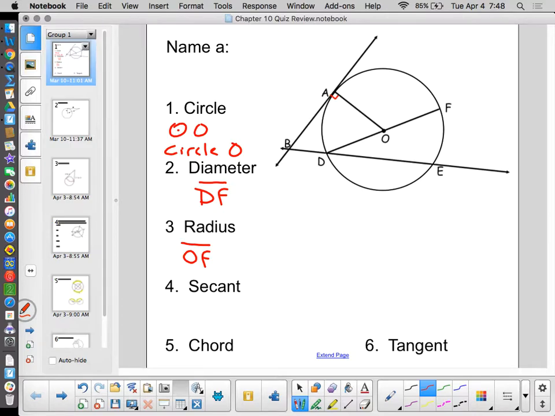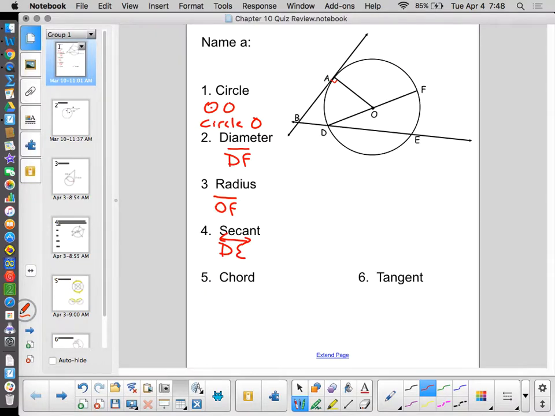What would be a secant here? A secant. What do you get? DE with a line symbol. Excellent. Ding, ding, ding, ding, ding. Points for you. Okay. How about a chord? Yeah. I could do DE with a segment symbol.